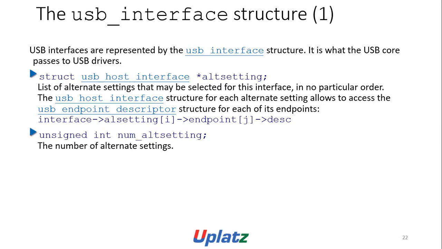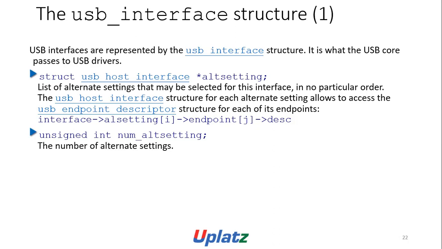The USB interface structure. USB interfaces are represented by the usb_interface structure. It is what the USB core passes to USB drivers. struct usb_host_interface *altsetting: list of alternate settings that may be selected for this interface, in no particular order. The usb_host_interface structure for each alternate setting allows access to the usb_endpoint_descriptor structure for each endpoint of the interface.